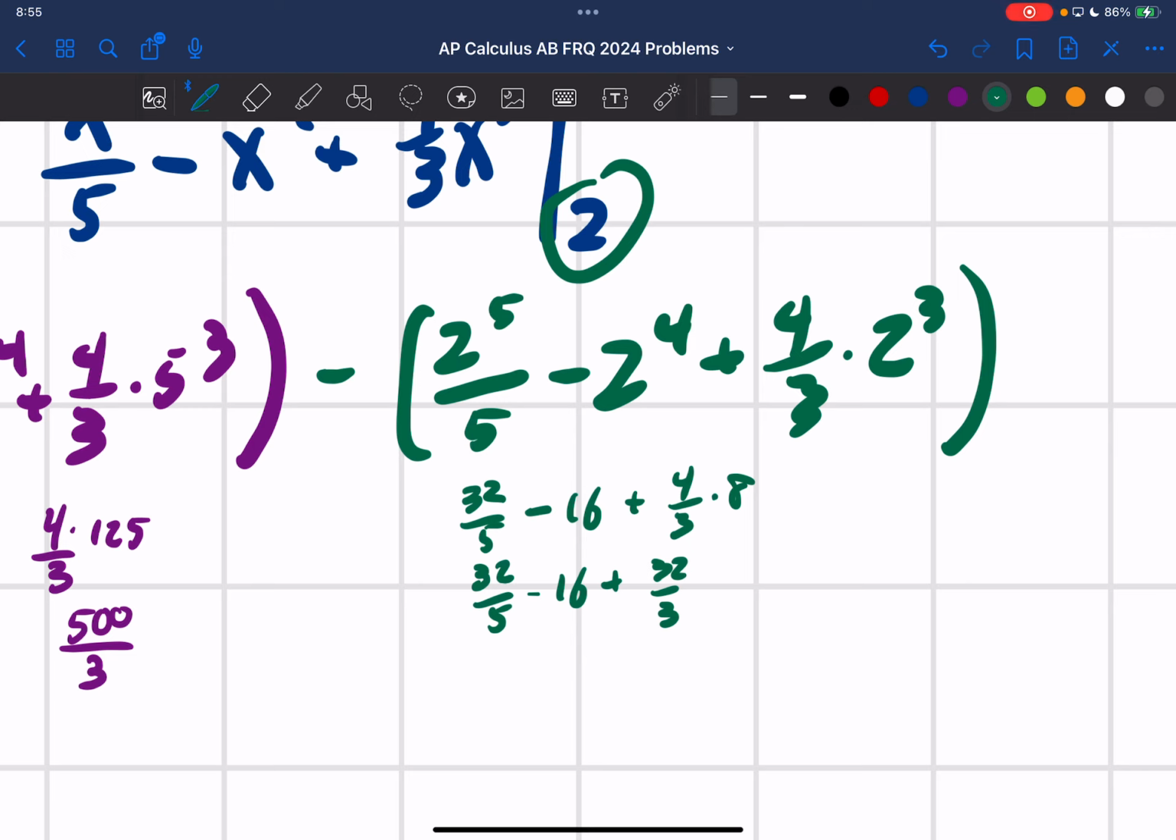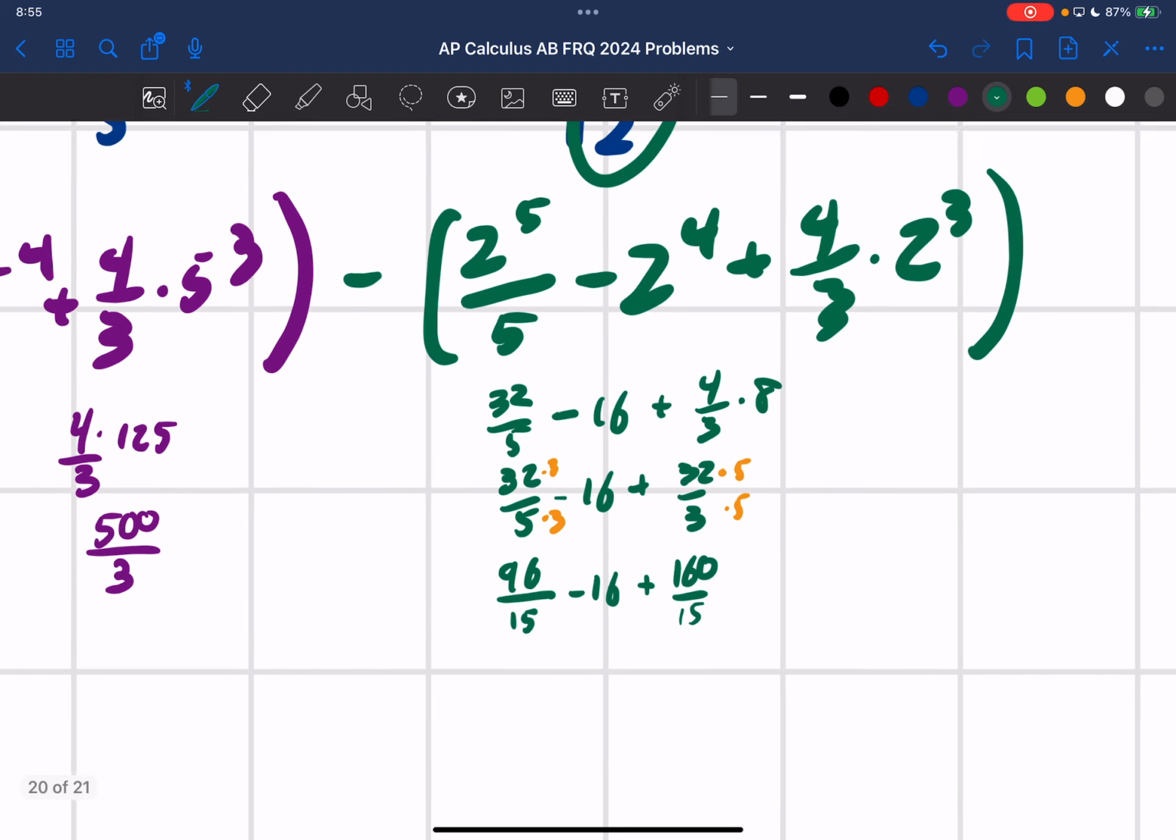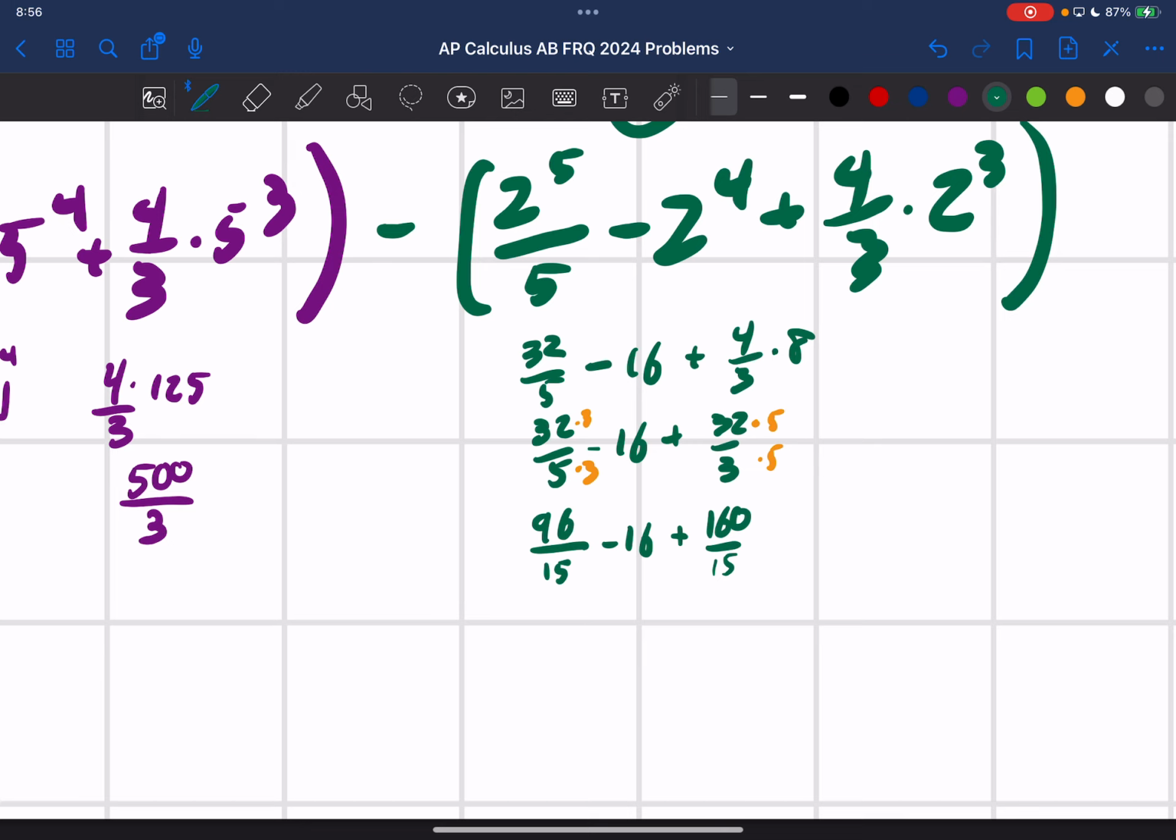Now, what we need to do is get a common denominator here. So, for 32 over 5, that's going to be 96 over 15. I'm going to leave 16 alone. I'm going to come back to that. And then for 32 over 5, we're going to multiply 5, top and bottom. And so that is 160 over 15. So we put those two fractions together. We get 256 over 15.